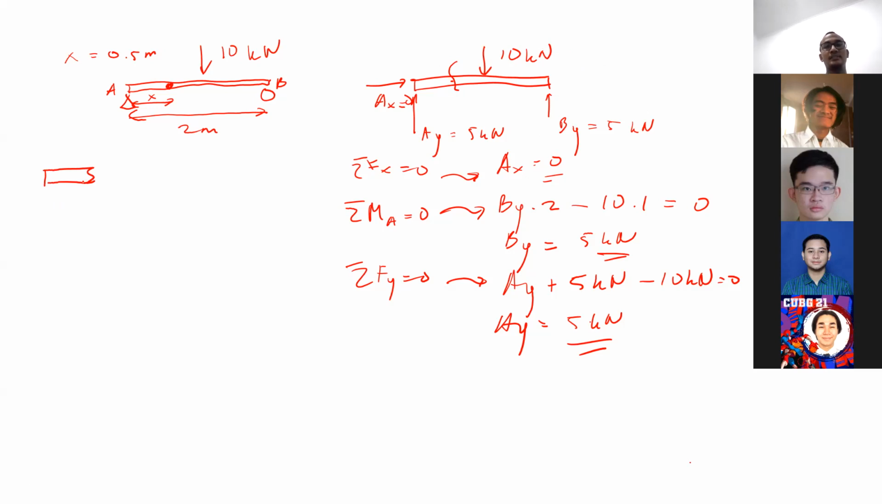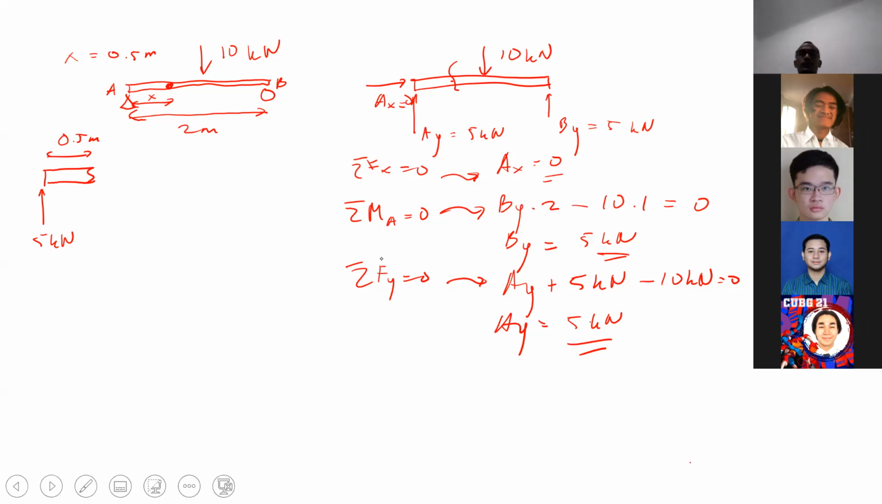Okay, AX is 0, so we only have AY, 5 kilonewton. And the distance here is supposed to be 0.5 meter. Then, what internal forces that we're supposed to put there, Mario? Shear force, okay. And the positive direction, always assume with the positive direction, okay? Always assume the positive direction.